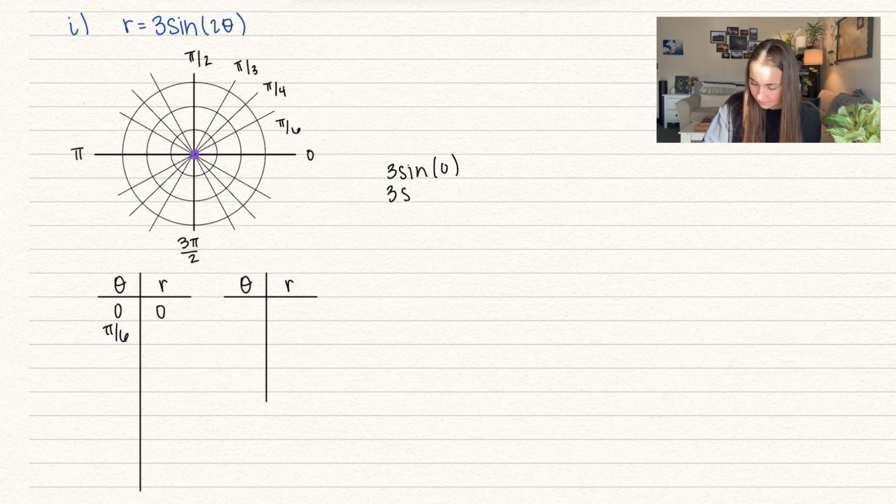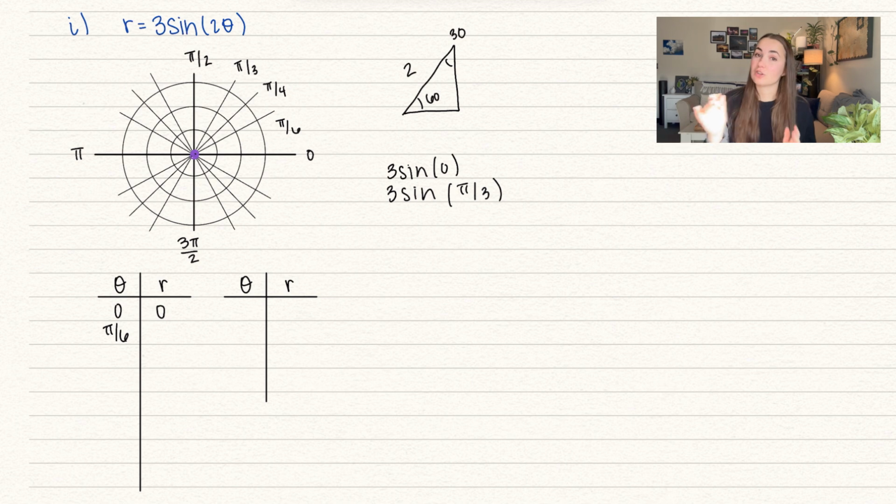Here we get 3 sine of 2 times pi over 6, and that simplifies to pi over 3. I never have these memorized, so what I always do is I draw my triangle. I know I'm in the first quadrant, so my triangle will look like that. I know my hypotenuse is 2, and my angle is pi over 3. Pi over 3 is the bigger angle, so this is 60. This one is 30. And I know the two legs are the square root of 3 and 1. The bigger leg goes diagonal from the bigger angle, so this is the square root of 3, and this one is 1. The smaller angle is diagonal from the smaller leg.